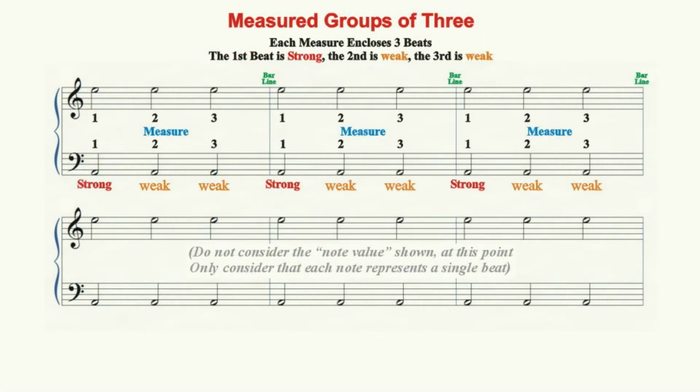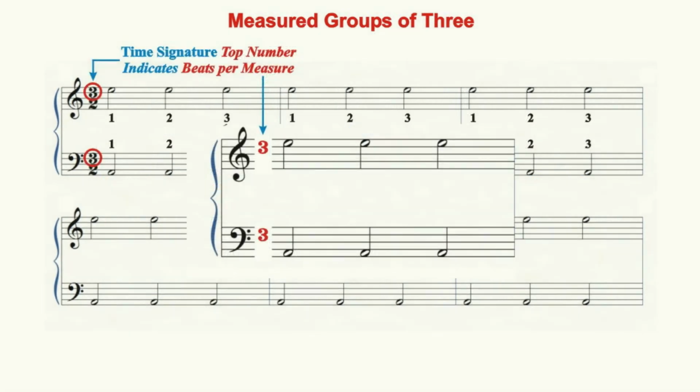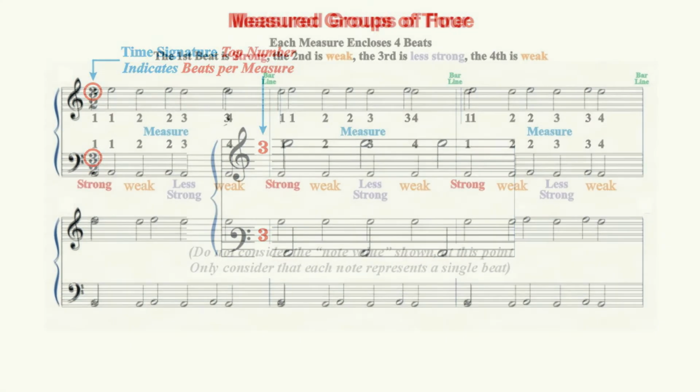This next illustration indicates the arrangements of beats in groups of 3. As discussed previously, the first beat receives a strong emphasis, while the second and third beats receive weaker emphases. When there are 3 beats to a measure, the number 3 will appear at the top of the time signature within the first measure at the head of each staff.